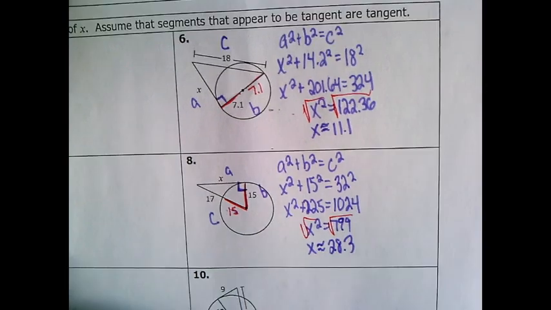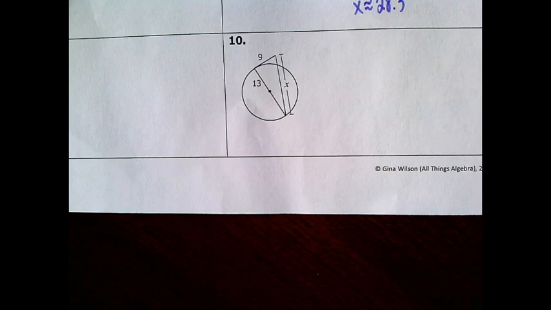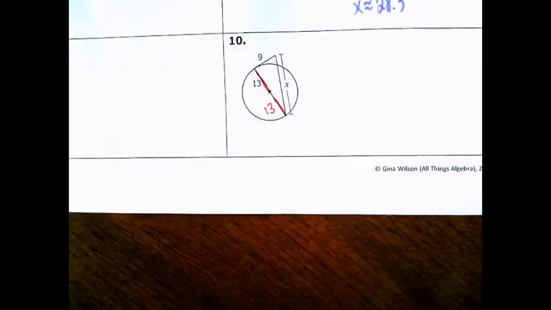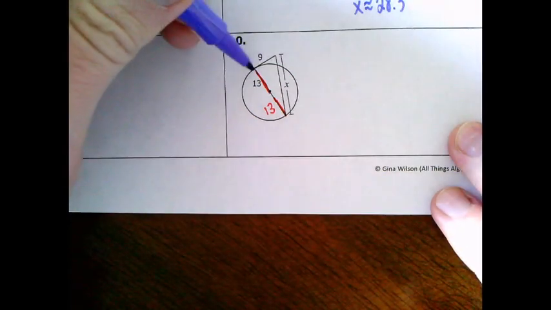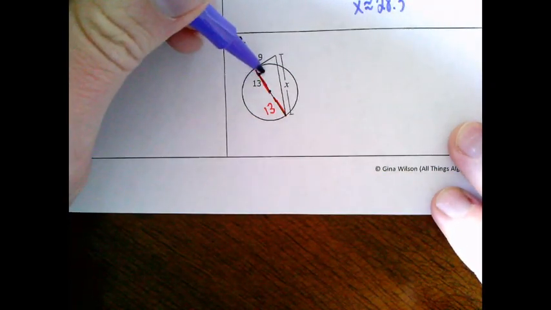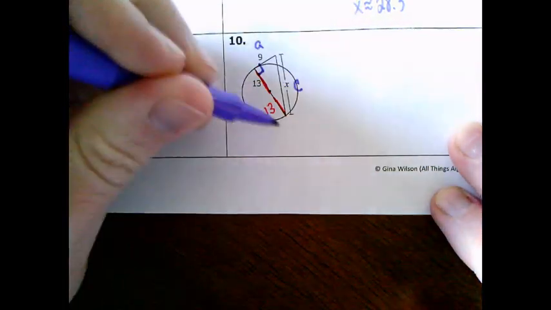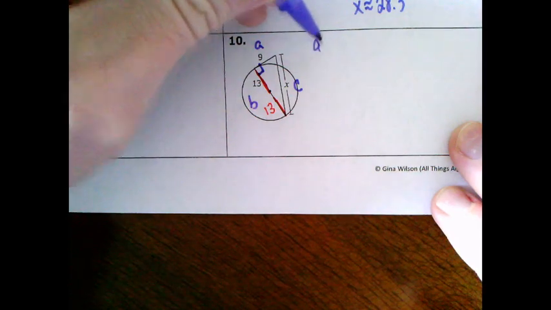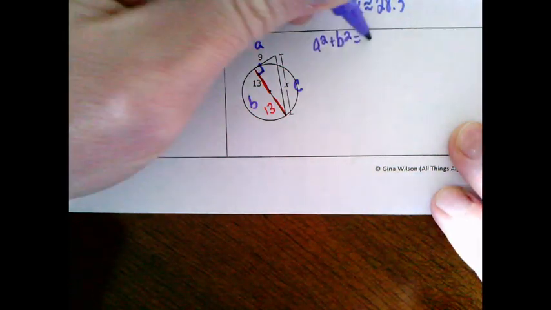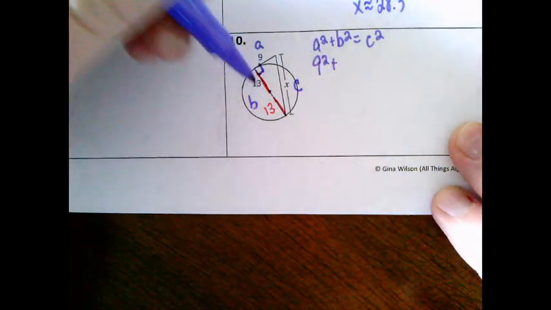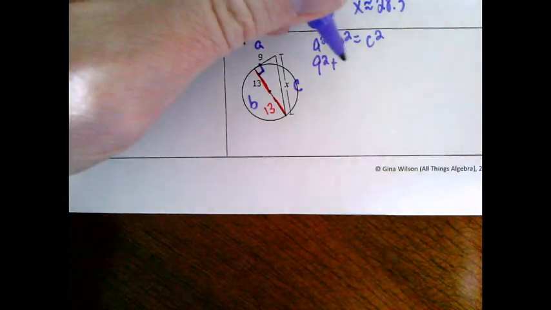Awesome. Okay, number 10. Well, number 10, again, little hint. This is 13, so that means this is 13. My tangent is right here. My radius is here. So that's pointing to my C. This side's shorter, so that's A. That side's longer, so that's B. A is 9. B is, 13 and 13 is 26.